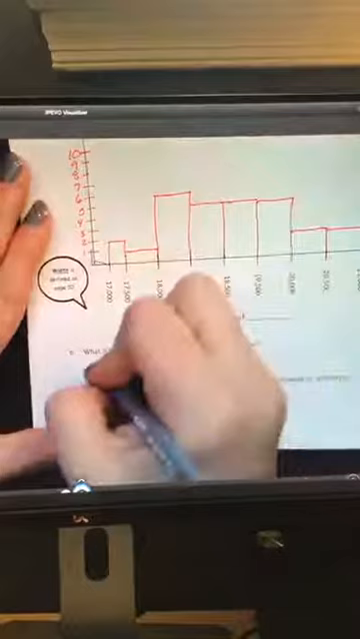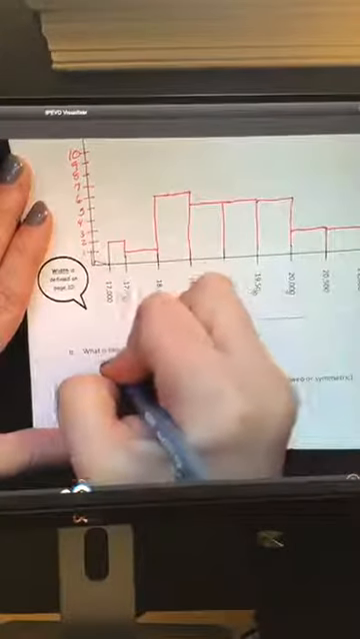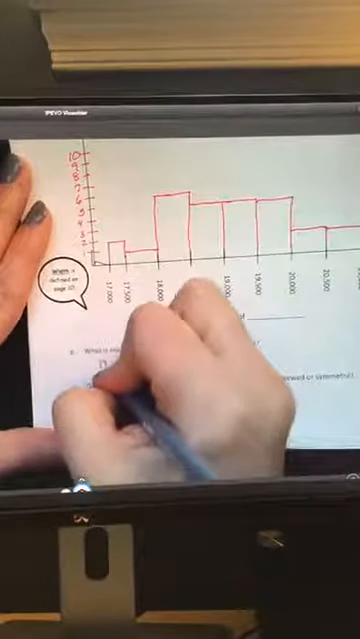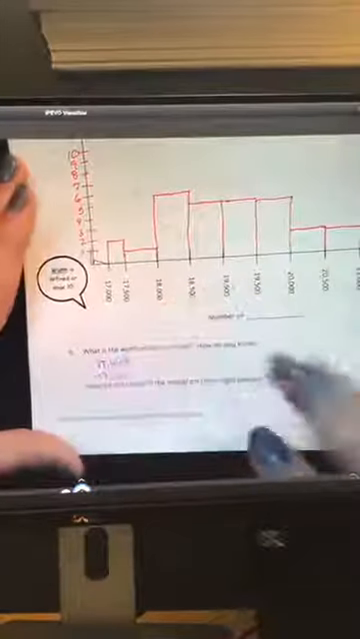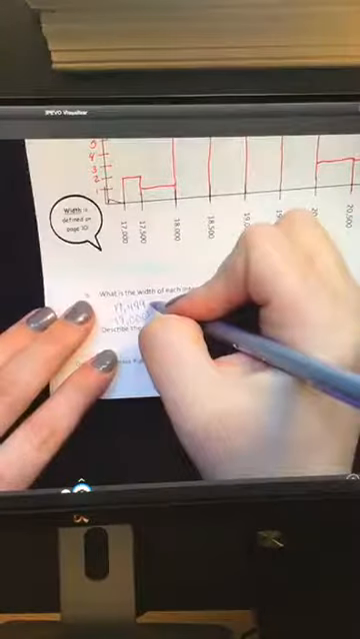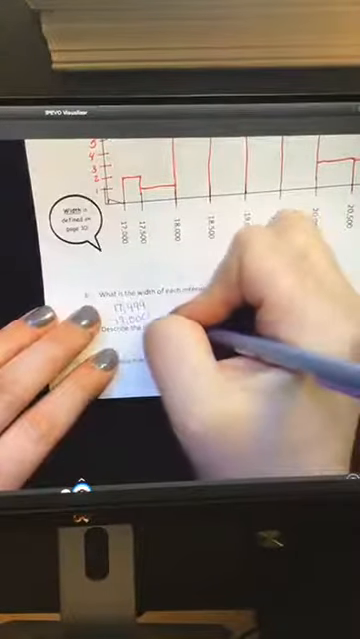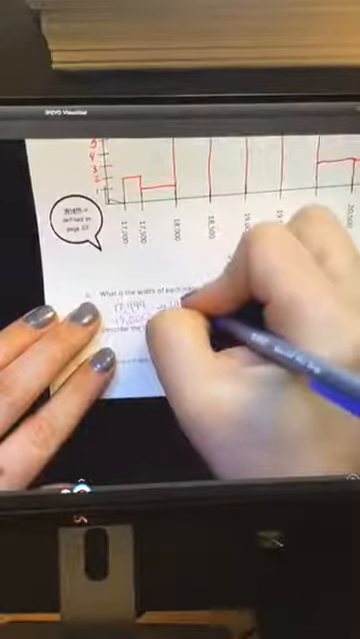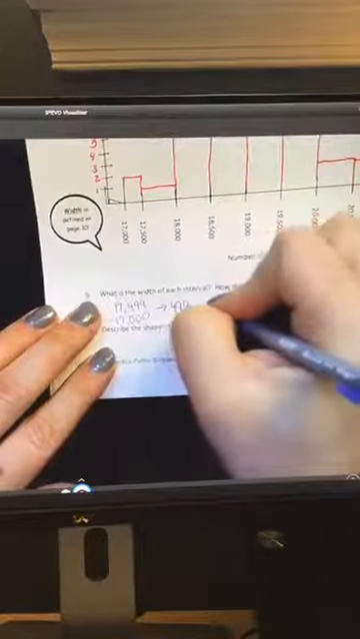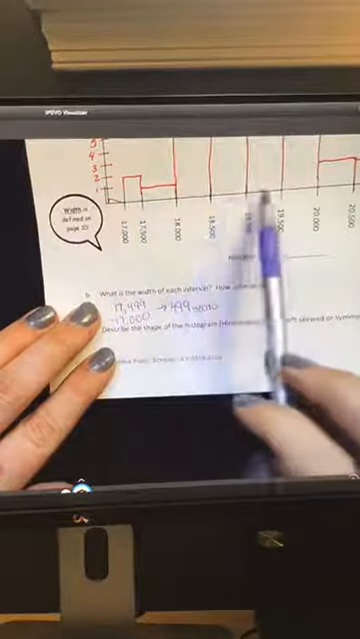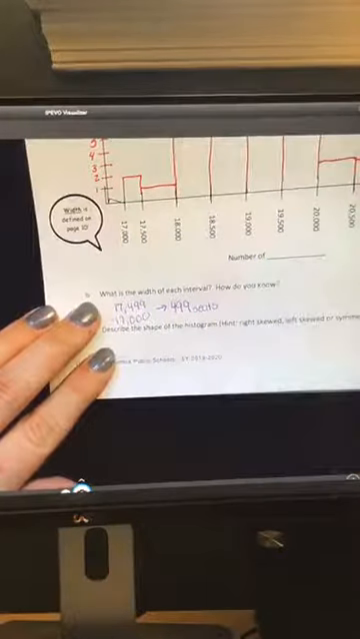And to find that out, we are going to do 17,499, and we are going to subtract 17,000 from it. So this is the end of our interval minus the start of our interval, which gives us 499 seats. So according to this, each interval is 499 seats.